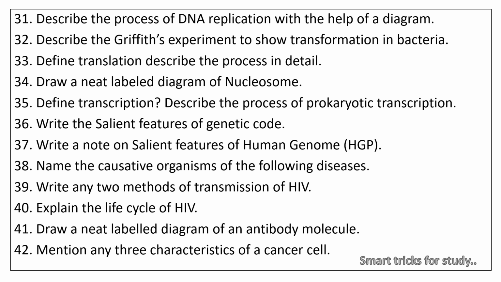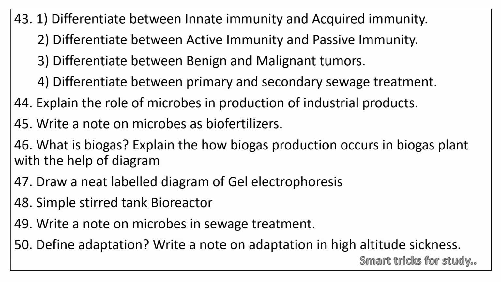37. Write a note on salient features of human genome, HGP. 38. Name the causative organisms of the following diseases. 39. Write any two methods of transmission of HIV. 40. Explain the life cycle of HIV. 41. Draw a neat labeled diagram of an antibody molecule. 42. Mention any three characteristics of a cancer cell.